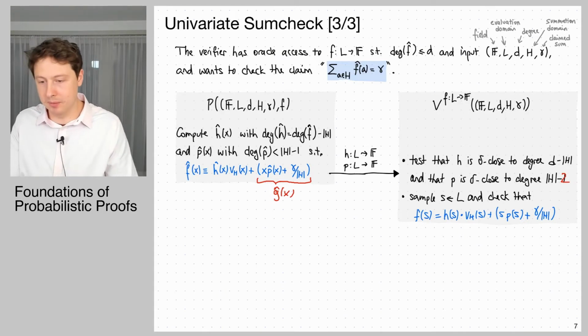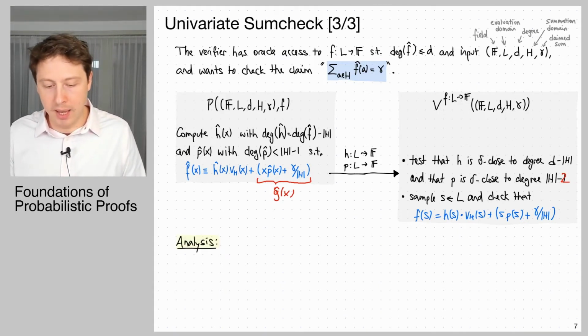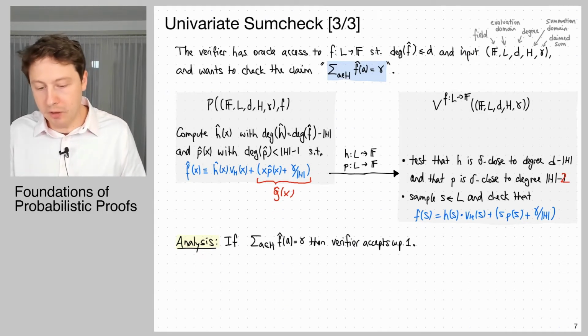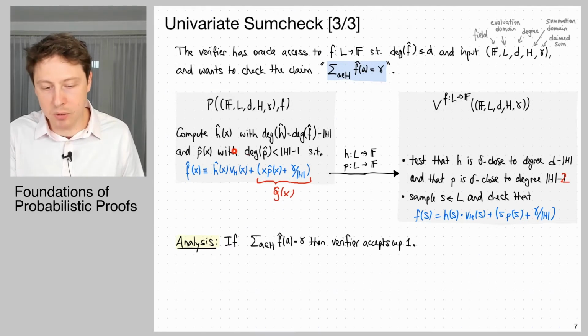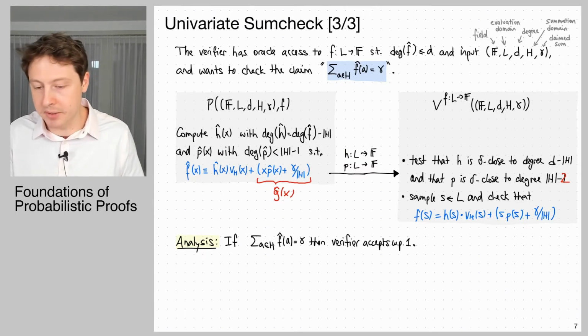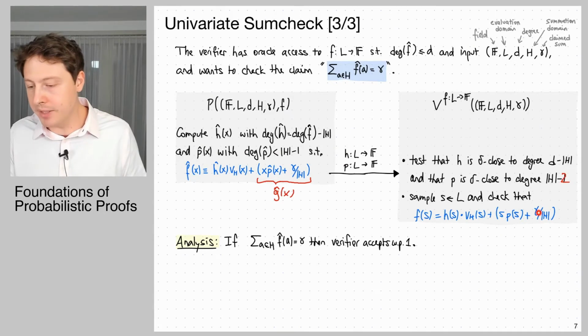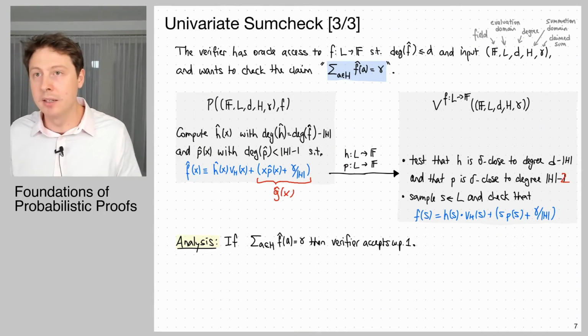All right, so let's analyze this protocol. Well, if the claim is true, then the prover can write things this way, can send functions that really are low degree so that this test passes. And because this identity holds, this test at a random point in L also will pass with probability 1. Are we all in agreement?